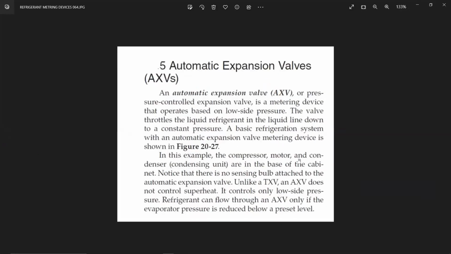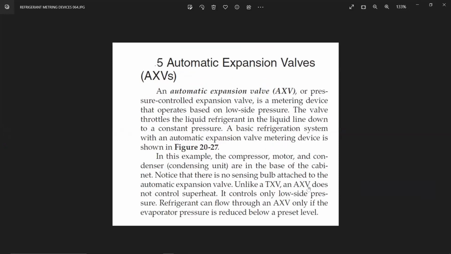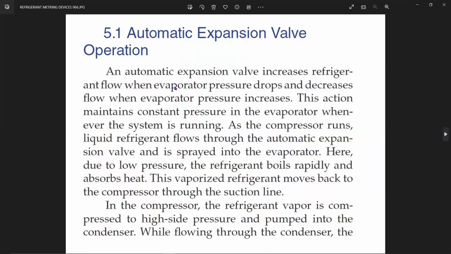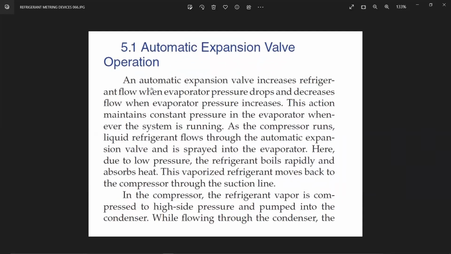In this example the compressor is attached. Unlike the TXV, the AXV does not control superheat, it controls only the low side pressure. Refrigerant can flow to the AXV only if the evaporator pressure is reduced below a preset level. So that's the idea: there is no sensing bulb. We'll see how it controls. Automatic expansion valve operation: the valve increases the refrigerant flow when the evaporator pressure drops and decreases the refrigerant flow when the evaporator pressure increases.